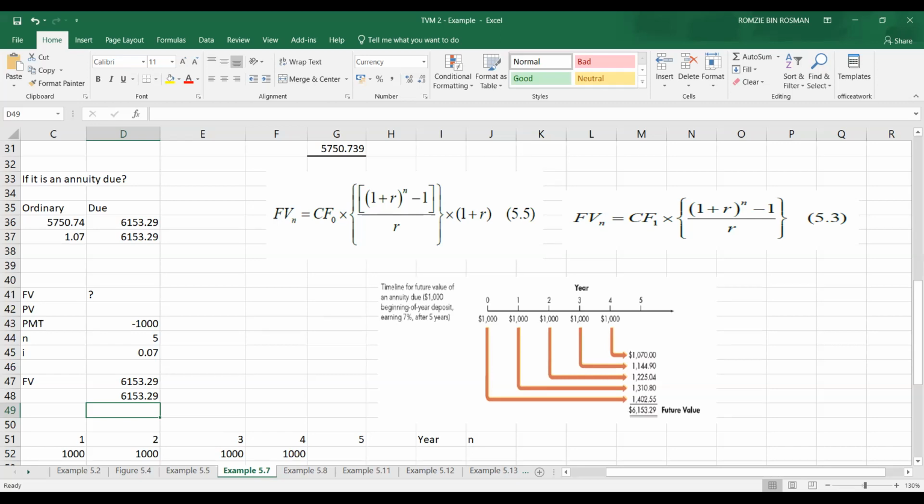Okay, what you can do is just go to my Excel. Just look here. And it's there. The formula is there.